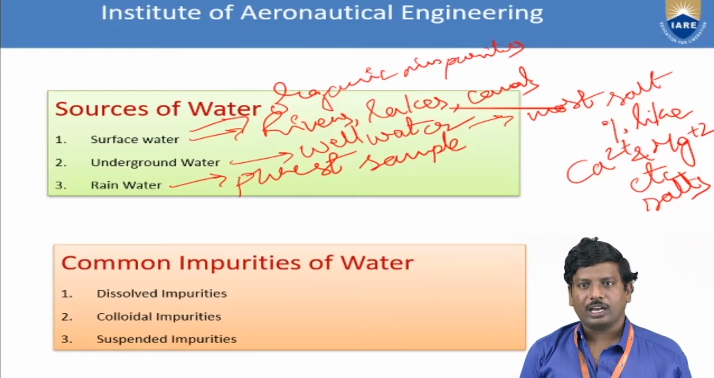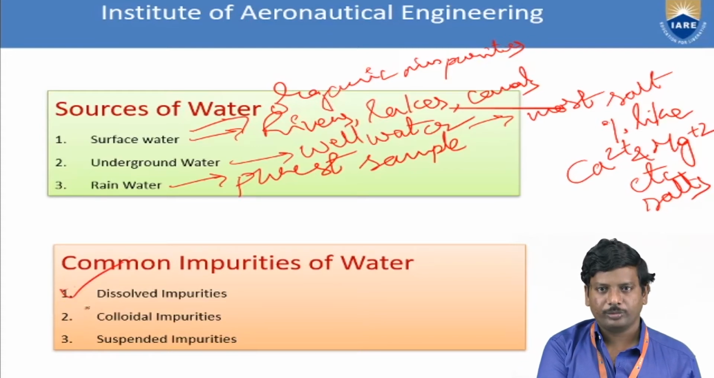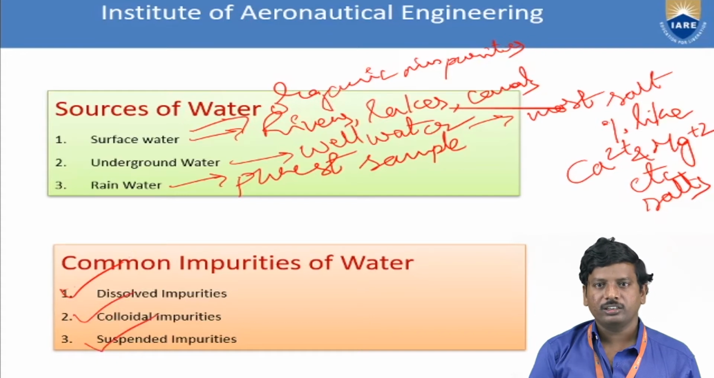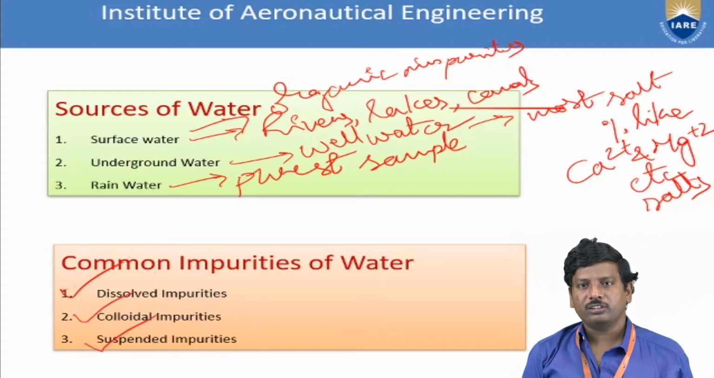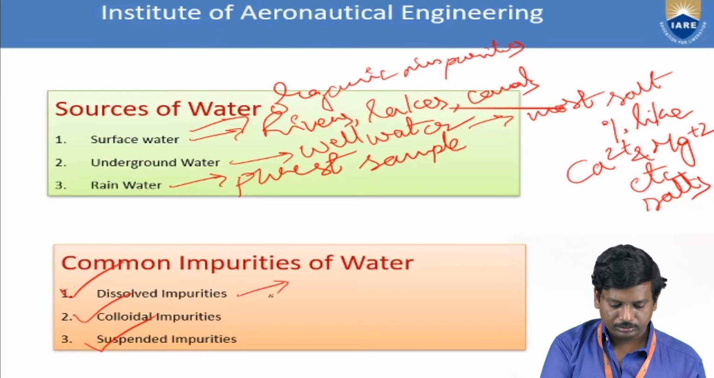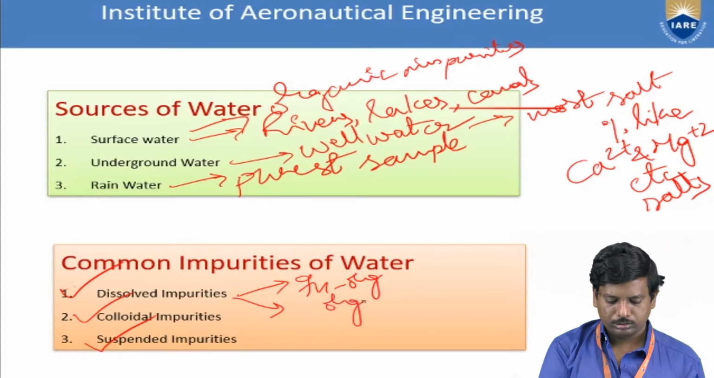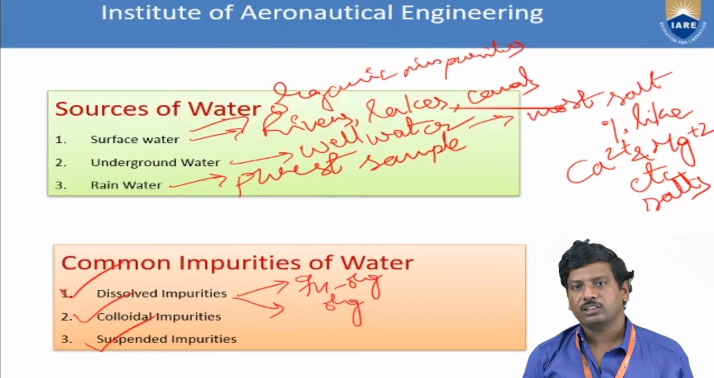Next one is the common impurities of water. There are mainly three types of common impurities. First one is dissolved impurities, second is colloidal impurities, and third is suspended impurities. Dissolved impurities can be classified into two types, inorganic and organic. Inorganic impurities means dissolved salts like calcium, magnesium, silica. All of this comes under the category of dissolved impurities. Whereas organic impurities means human solvents. All of this also comes under dissolved impurities.